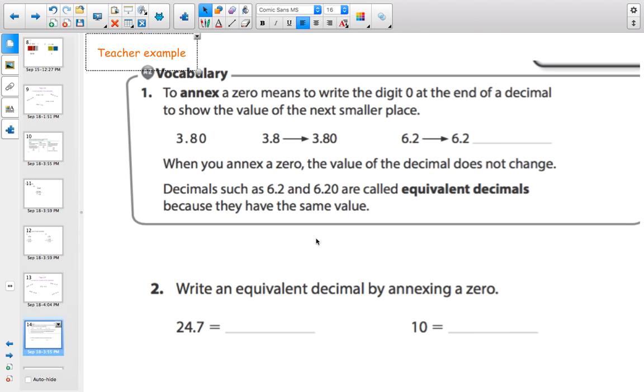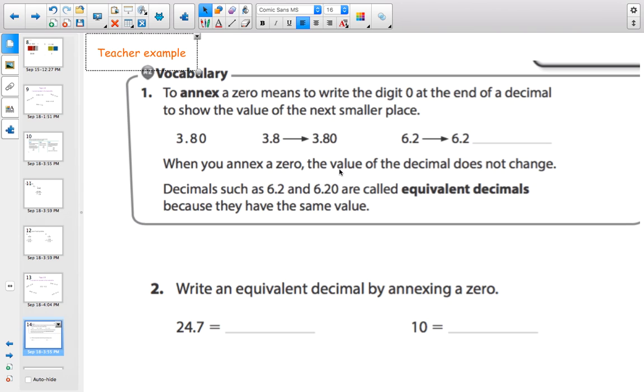First is a vocabulary word that we talked about a little bit yesterday. It's the word annex. To annex a zero means to write the digit 0 at the end of a decimal to show the value of the next smaller place. So for example, we have 3 and 8/10. We can change 3 and 8/10 to 3 and 80/100. We add our 0 there.